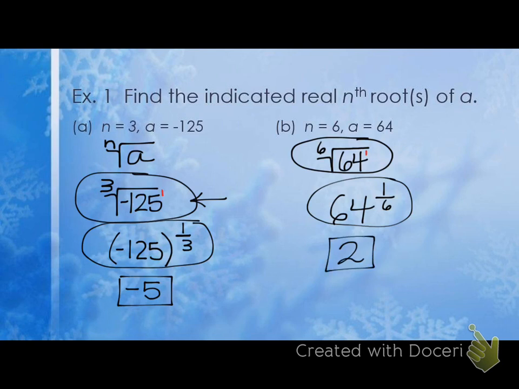Now, here's what you're finding. Okay? They wanted you to find the 6th root of 64. Do you know what that means? It means what number times itself 6 times will give you 64. All right? So 2. Doesn't that make sense? If I do 2 to the 6th power, I'm going to get 64. So that's what you're finding. What number times itself, however many times the root is, will give you the number that's underneath. All right? So that is what I want you to understand you're finding.